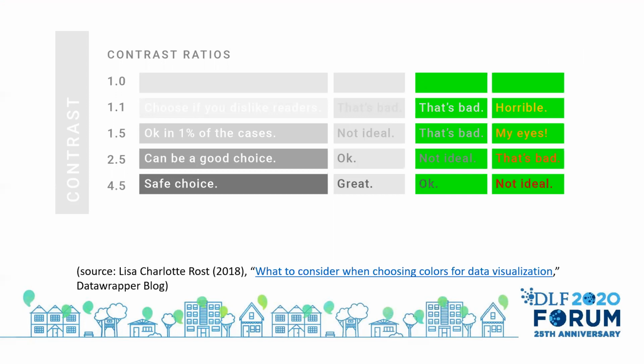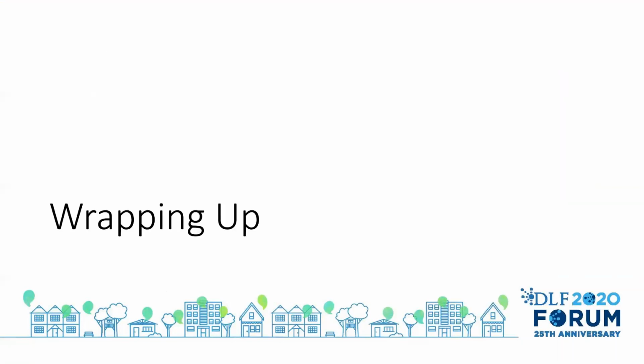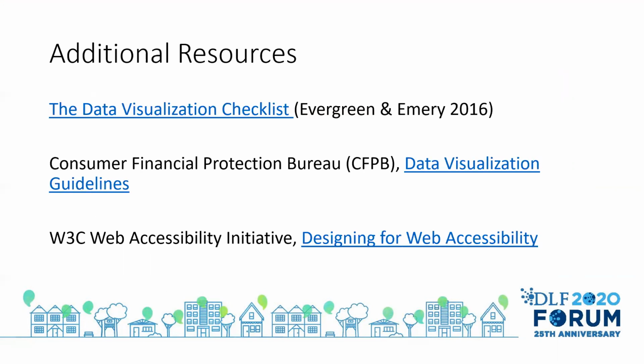There are many resources available online for checking contrast ratios, and the Web Content Accessibility Guidelines that govern web accessibility are a good benchmark for contrast in your charts as well. So to wrap up, I do want to share just a few additional resources. The Data Visualization Checklist is a fantastic resource that helps you walk through and evaluate how readable your charts are. The Consumer Financial Protection Bureau has a great set of guidelines for data visualization, and the W3C Web Accessibility Initiative's recommendations are another great starting point.